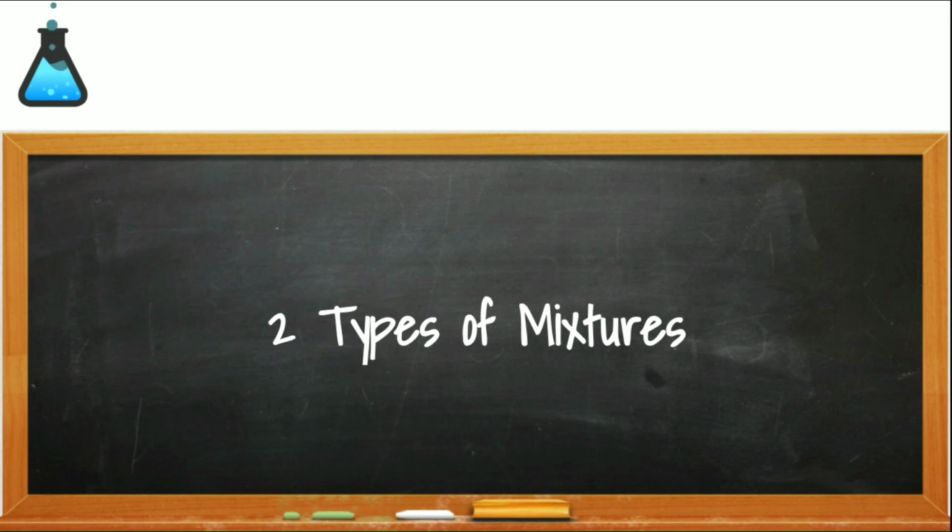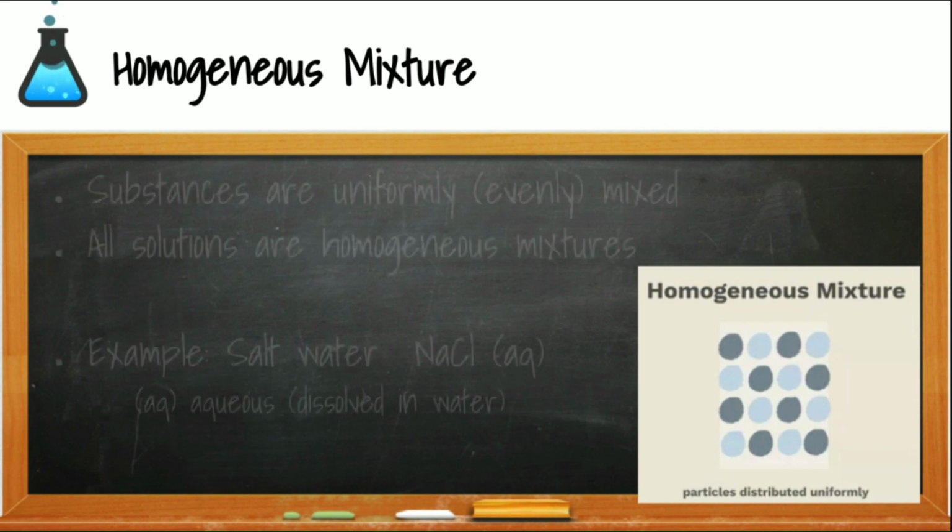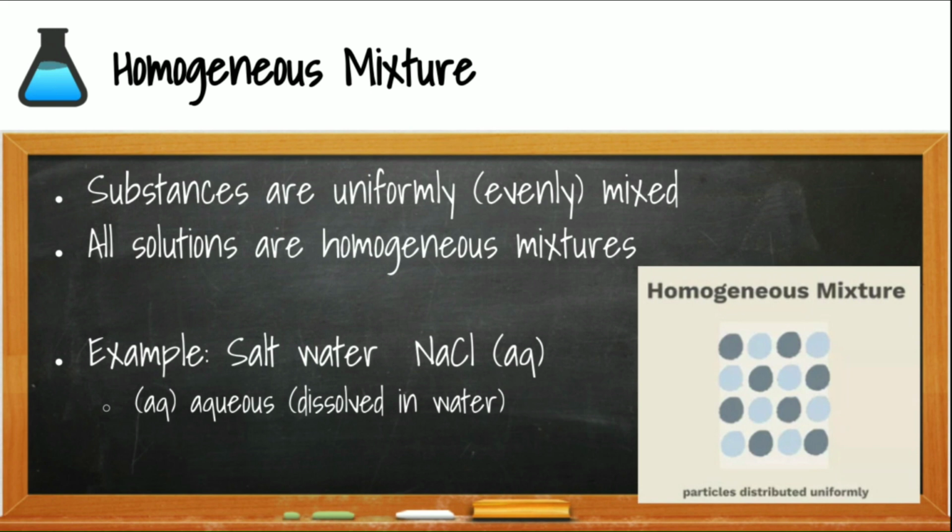So there are two major types of mixtures. There are homogeneous mixtures, which are also known as solutions. In a homogeneous mixture, the particles are uniformly or evenly mixed together so that on a macroscopic level, you can't tell the difference between one scoop of the mixture and the next. An example of a homogeneous mixture would be salt water.